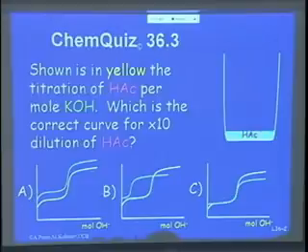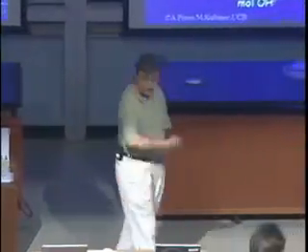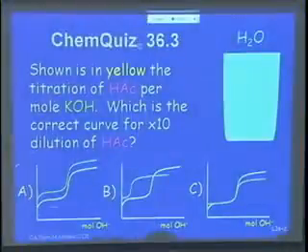These yellow lines are all the same. You dilute this by 10. What happens to that titration curve if you titrate it again? So you put 10 times more water in there, all right? And will it be A, B, or C?